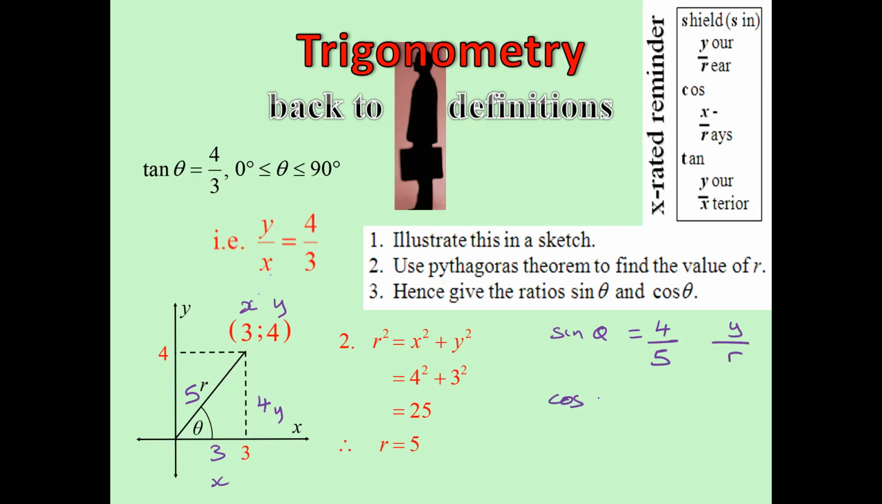If we go to cos, cos is x over r. Remember in the beginning I said learn your definitions. That's your definition of cos. The x value is 3 over 5. And then we've got tan theta. Tan theta is y over x, which they gave us. Confirmation, it's 4/3. So in a diagram question, 2 sides will be given. You will use Pythagoras to find the third side. Any questions before I go on?